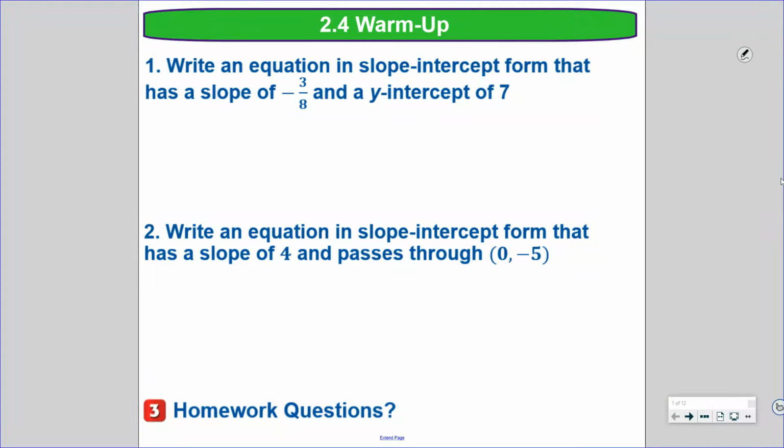Okay, we are in lesson 2.4. Students just started the warm-up. Number 1, write an equation in slope-intercept form that has a slope of -3/8 and a y-intercept of 7.